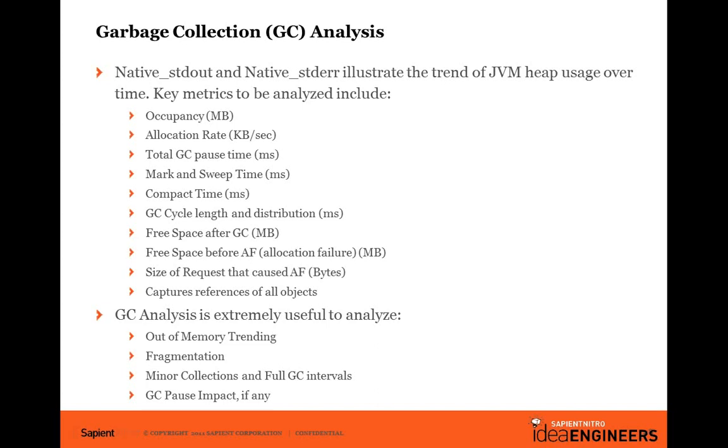I've listed a lot of metrics here which will help find out heap characteristics or GC characteristics. The core problem is this: looking at the GC, you should be able to find out if you are going to trend toward an out-of-memory exception, if you are going to see fragmentation, and if there are any pauses.